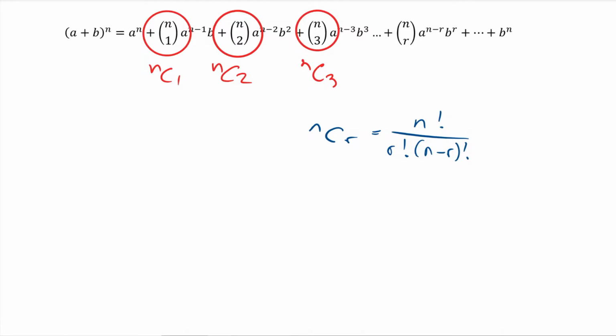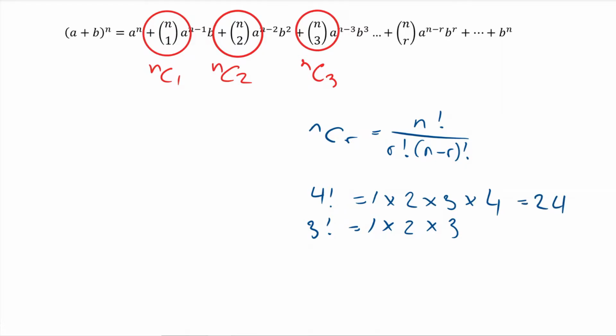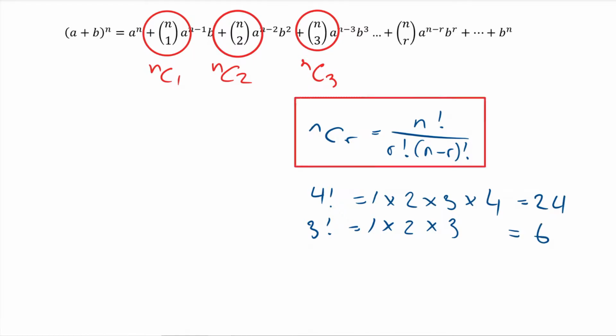Now some of you may be wondering, well, what does factorial mean? As an example, 4 factorial is equal to 1 times 2 times 3 times 4, and as another example, 3 factorial is 1 times 2 times 3. So 4 factorial is 1 times 2 times 3 times 4, that's 24, and 3 factorial, as you can see, that would equal 6. So I'm just going to box this right now. We would be needing this for sure.